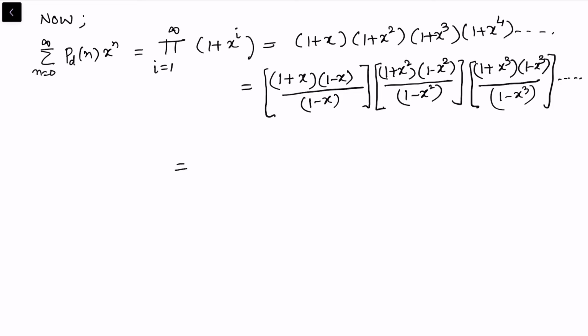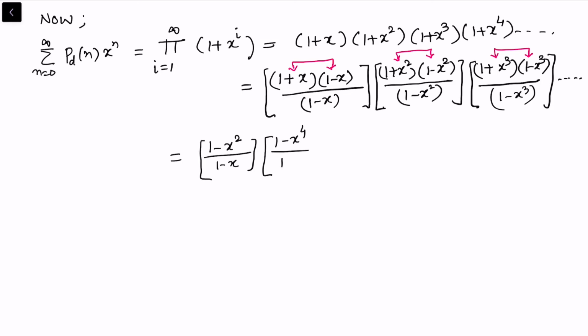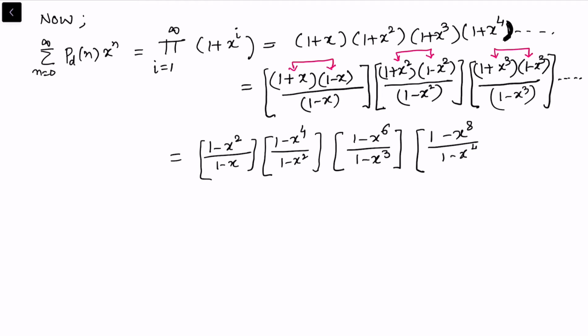Now this will become (a + b)(a - b), so this will become a square minus b square. Similarly, a square minus b square can be applied here, and for every term we can do that. So this becomes (1 - x^2) over (1 - x). This is from the first term. The next term will give me (1 - x^4) over (1 - x^2). The third term will give me (1 - x^6) over (1 - x^3). And the fourth term, due to 1 plus x to the power 4, when I multiply and divide in this term, will give me (1 - x^8) over (1 - x^4).